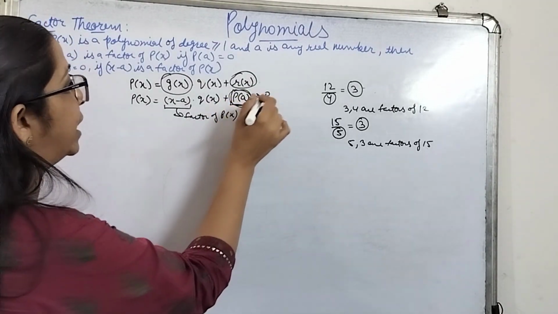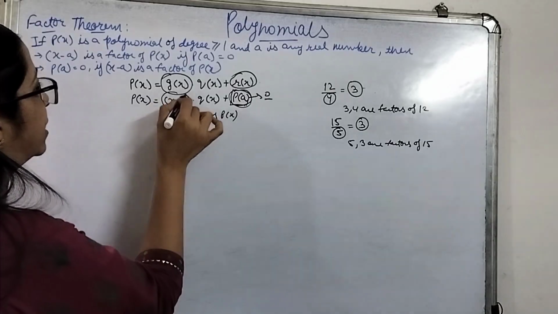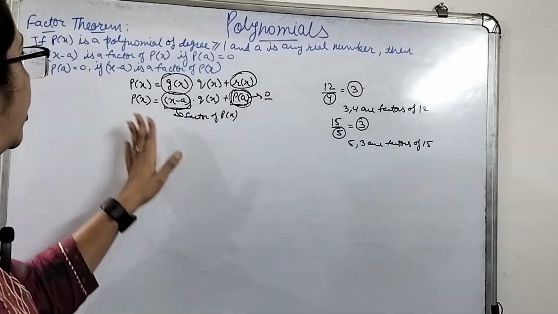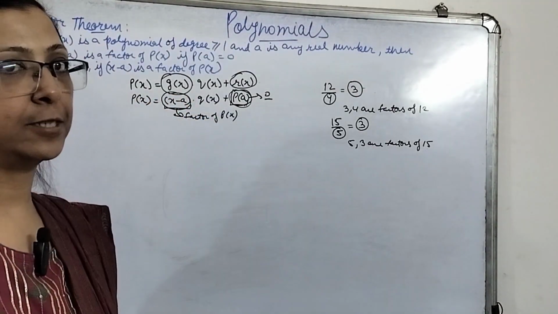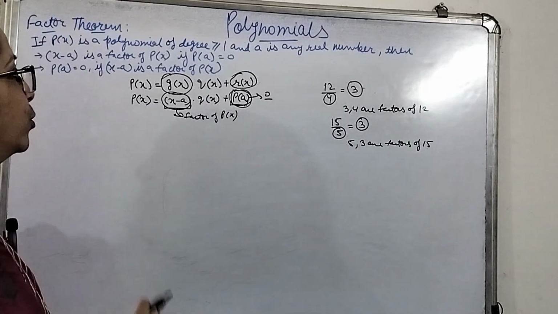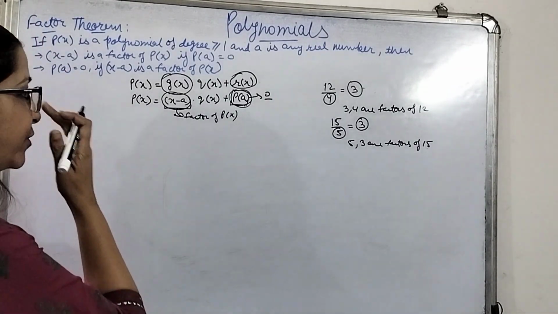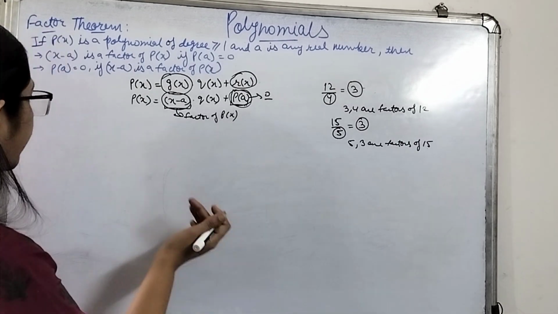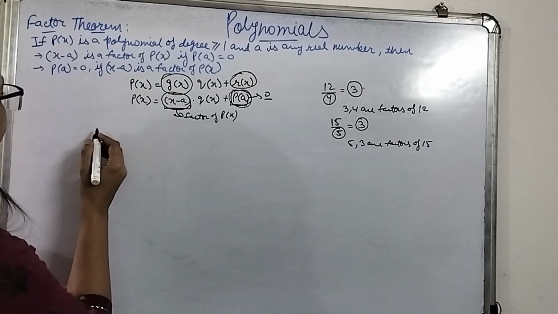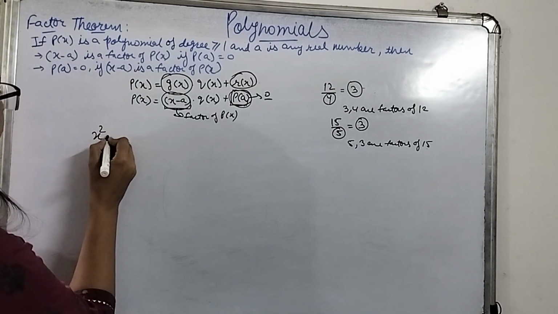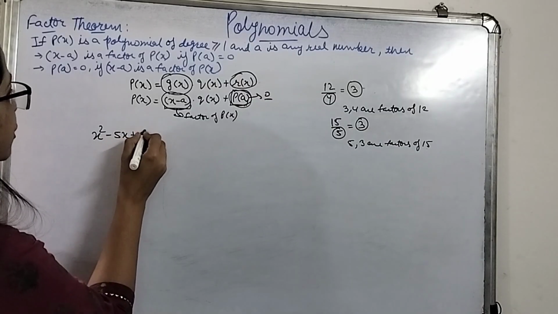So if p(a) is 0, then x minus a will be a factor of your polynomial p(x). Now we know how to find the factors of a quadratic polynomial. By middle term splitting, we can find the factors of a quadratic polynomial. Suppose your quadratic polynomial is x square minus 5x plus 6.